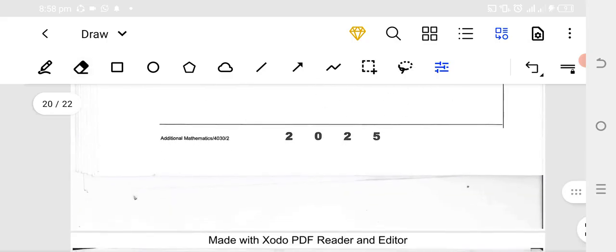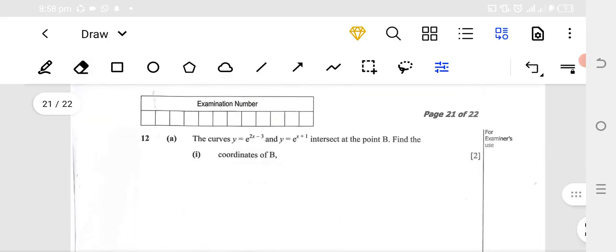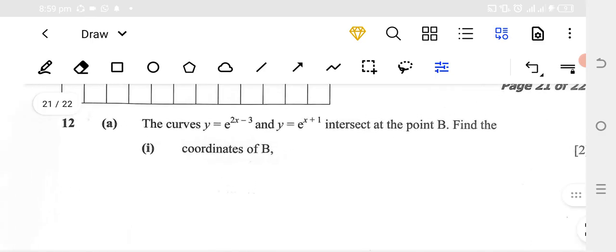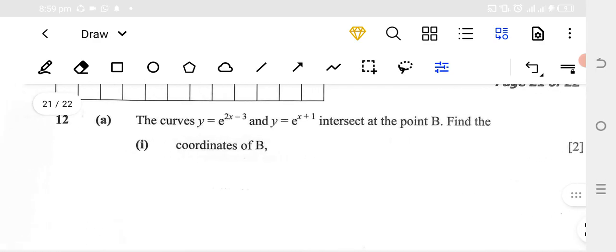Okay. So to continue, we have your question 12. So this is the last question. Now we are going to the last question, which says the curves y is equal to e to the 2x minus 3 and y is equal to e to the power x plus 1 intersect at the point B. Find the coordinates of B. And this is just carrying 2 marks because of how easy it is.